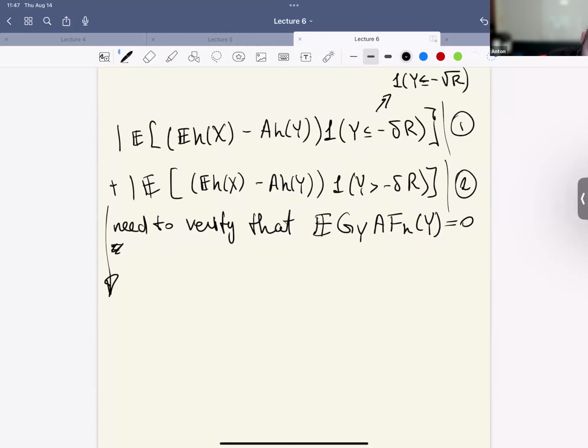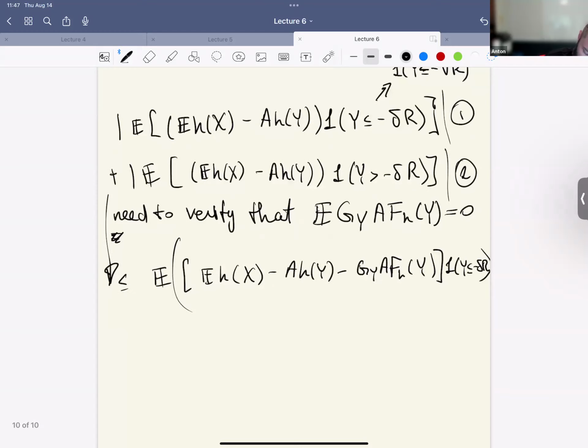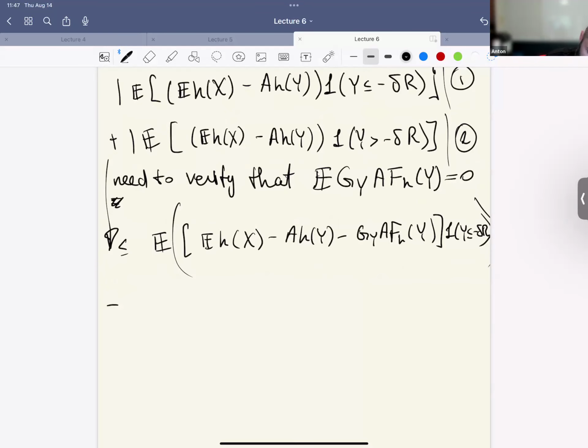So then this is bounded by the expected value of A_h of x minus A_h y minus G_y A f sub h y, indicator. We're outside of the state. We're on the edge, or sorry, we're outside of the region defined by x.